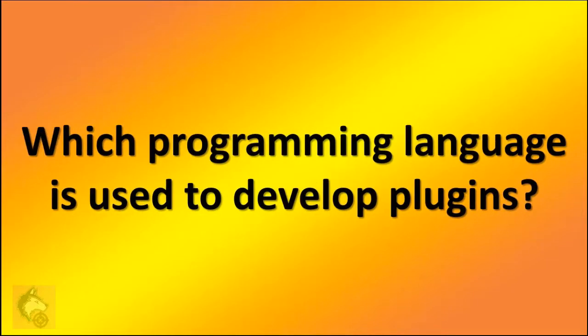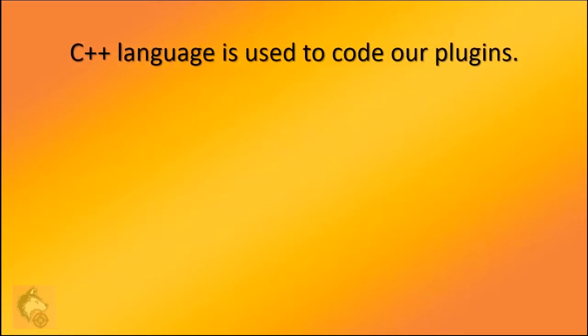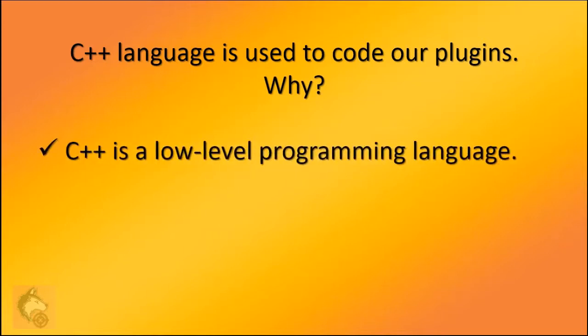You might ask yourself which programming language is used to develop plugins? The C++ language is used to code our plugins. Why? Well, there are a few reasons. First, C++ is a low-level programming language, and low-level means that it's a little bit easier for us to communicate with low-level hardware, such as our graphics card, as we are doing. Actually, this is our goal. This is our plan, to work with the graphics aspect of our game in the first place.